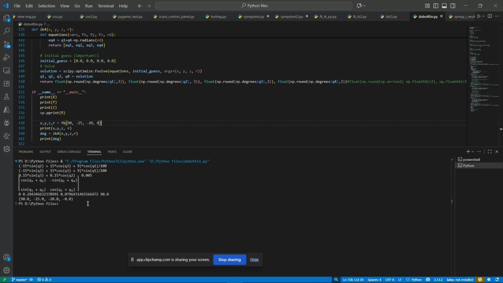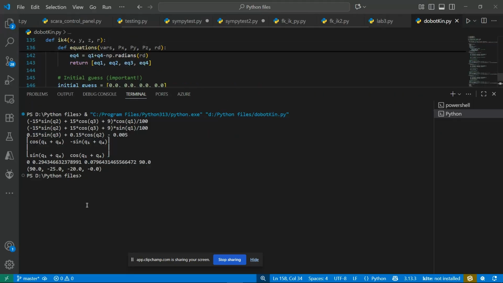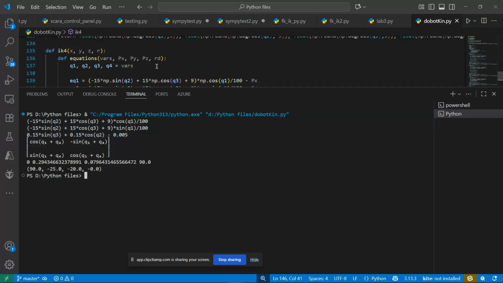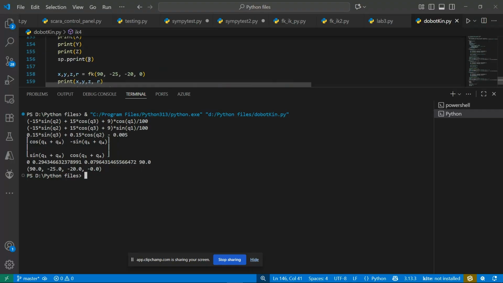So these are the matrices which it calculates. And now we can see over here the values. Let me zoom in a bit. Yeah. As you can see over here, these are the matrices, the final equation x, y, and z over here, if you will. As you can see here, it prints x, y, and z, and also prints the rotation matrix over here. And now the positions are 294.34 millimeters and 79.64 millimeters, and the R is 90 over here.